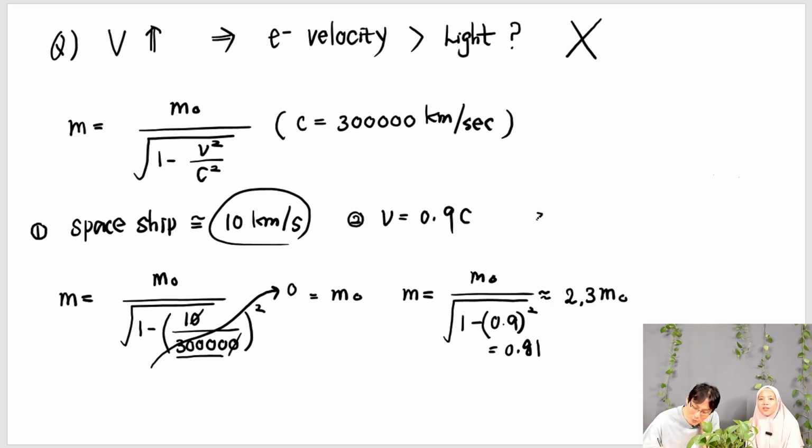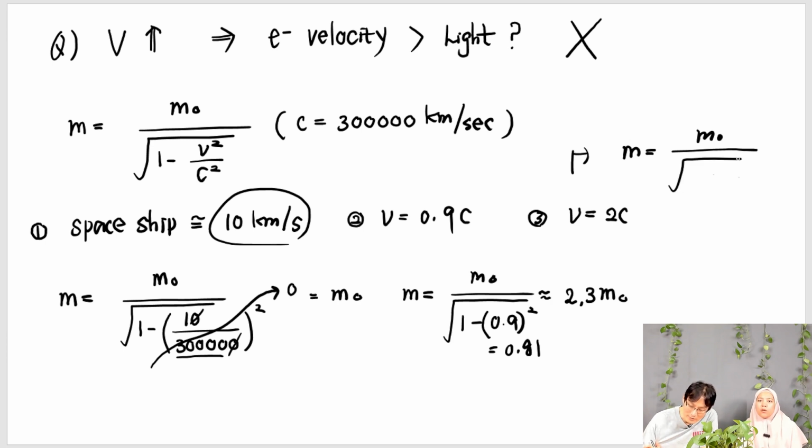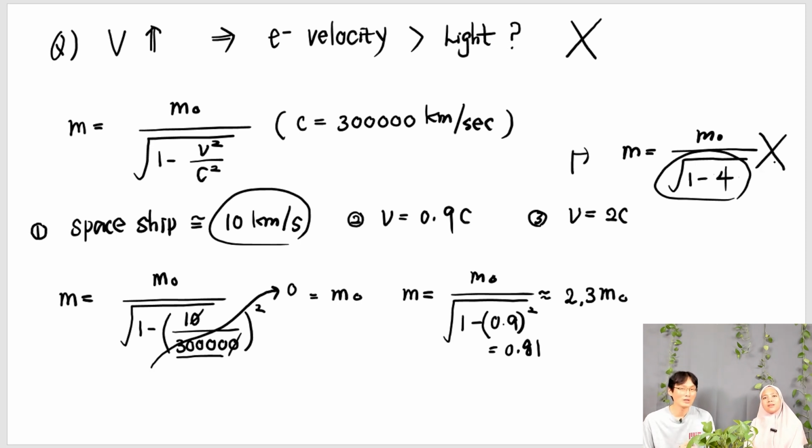Understood, Professor. What about velocity 2c? Wow, interesting. If it becomes 2c, let's input it in the m equation: m0 over square root of 1 minus 4. This value is negative. That's why we cannot achieve this kind of value. So it's impossible from the equation suggested by Einstein.